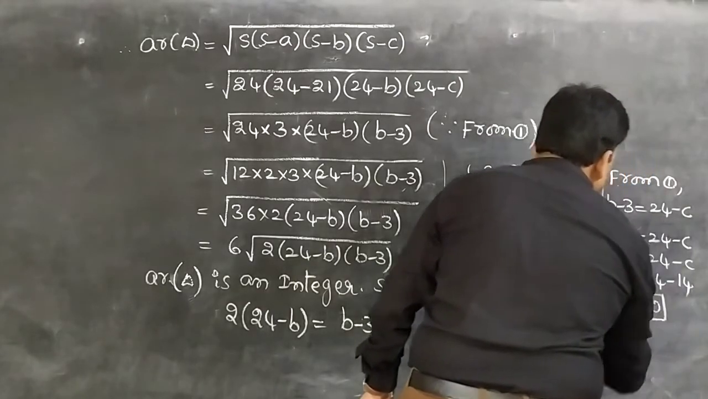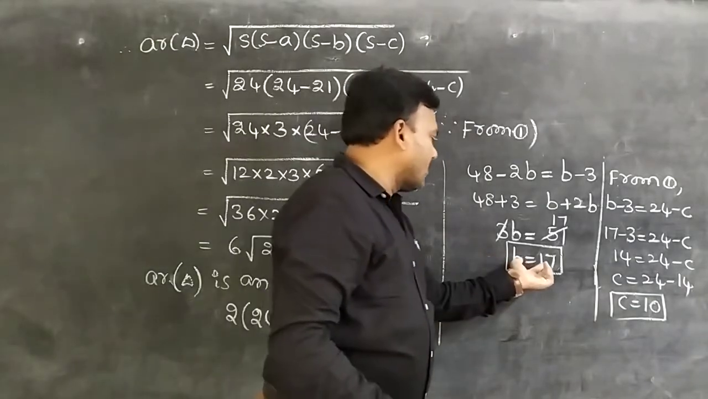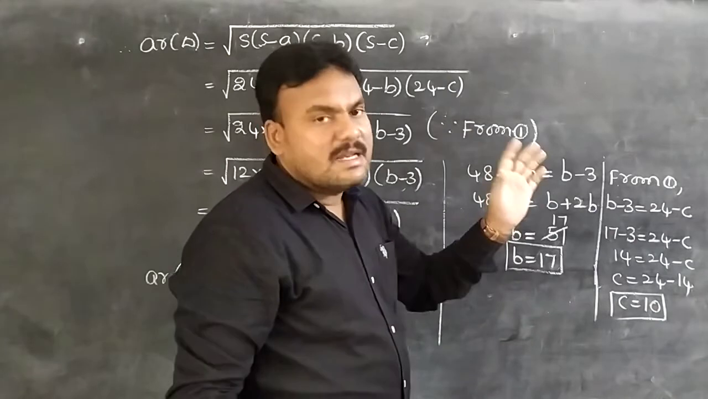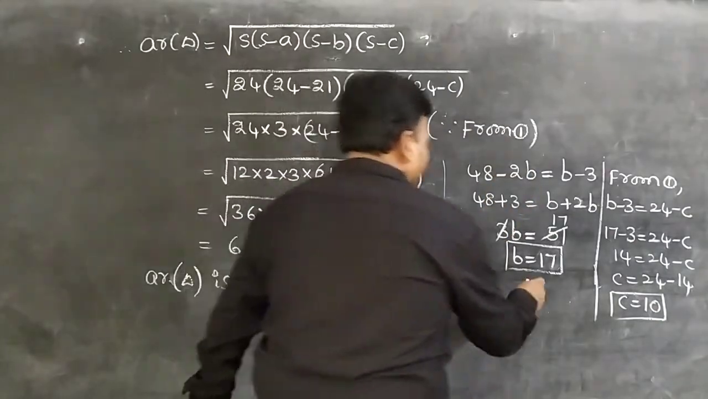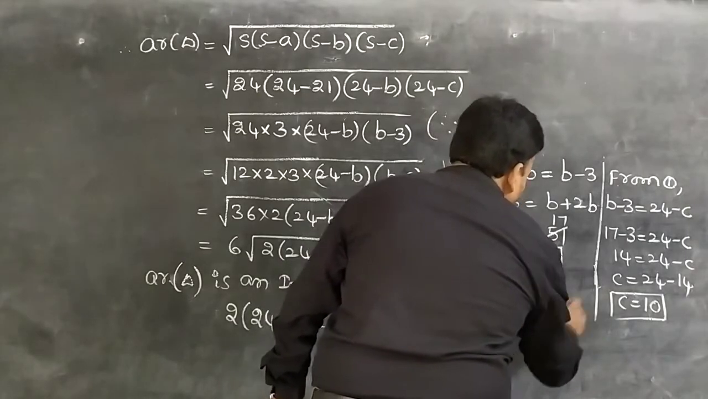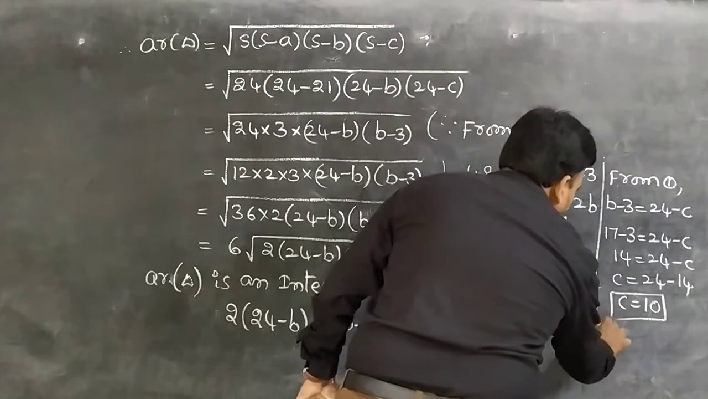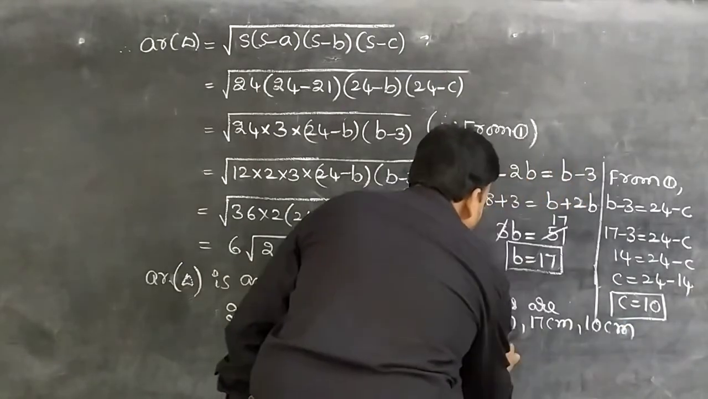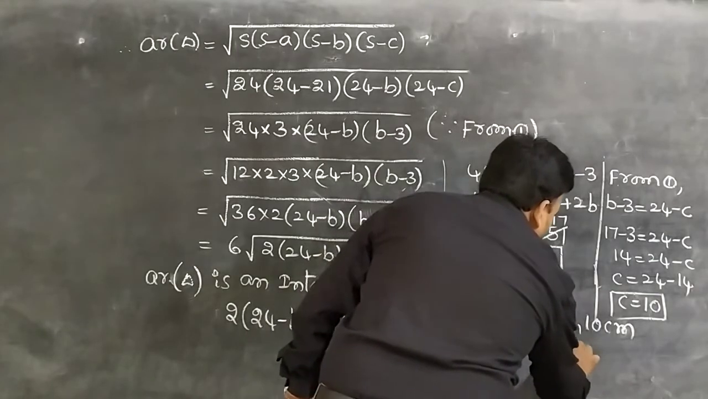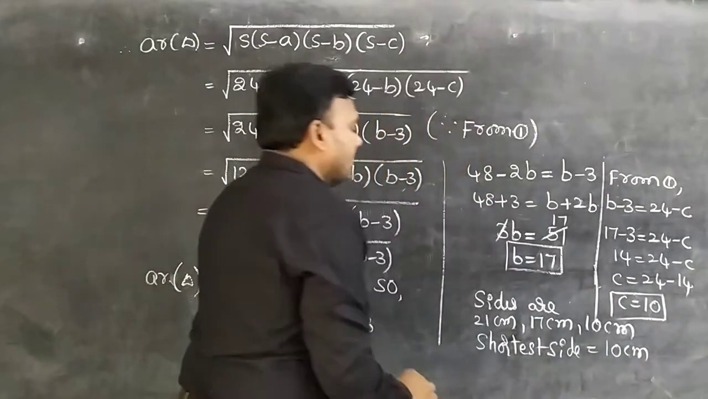c equal to 10. So as already given, a equal to 21, here b equal to 17 and c equal to 10. Which is the shortest side here? 10 centimeter, isn't it or not? So finally the sides are 21 centimeters, 17 centimeters, 10 centimeters. Therefore, the shortest side equal to 10 centimeters.